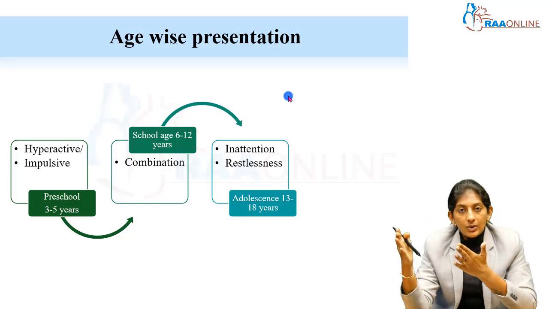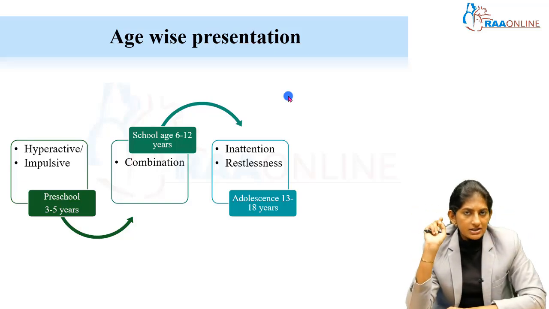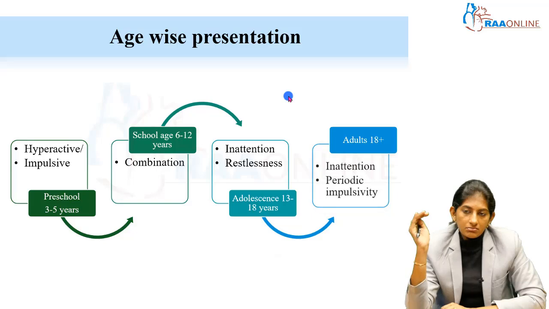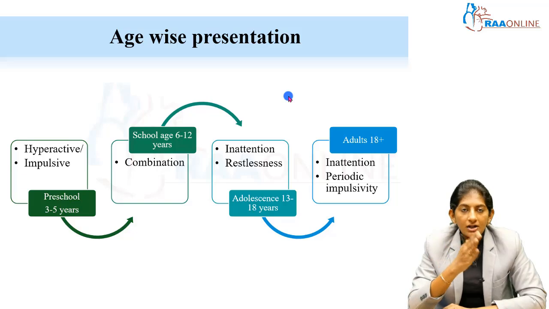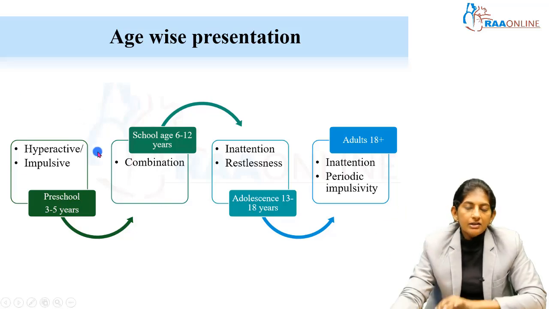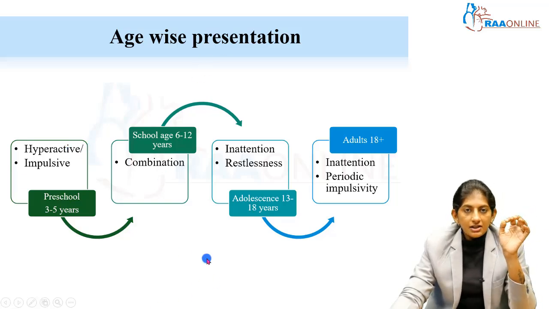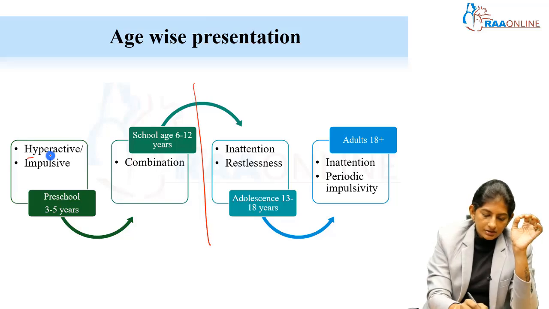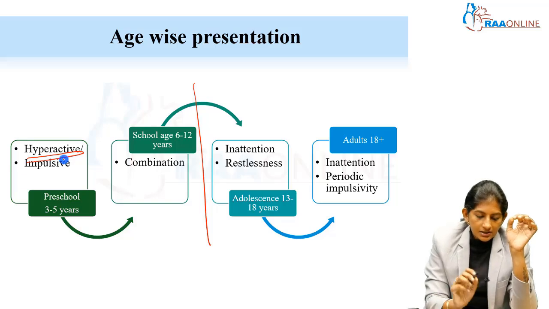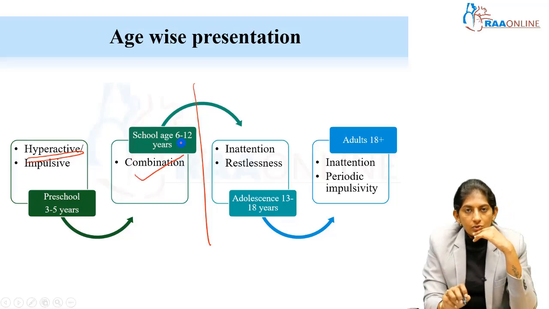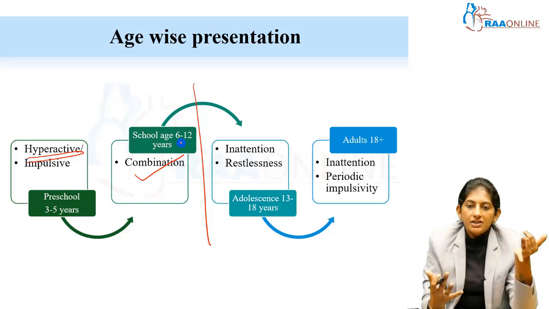Beyond 12 years, say in the teenage, what happens? Teenage is predominantly inattention, some amount of restlessness can be there. After that, in adults, yes, inattention predominantly. So what I'm trying to convey here is, hyperactivity which was present in the preschool age is not present beyond 12 years. Can you see that? Hyperactivity is present in 3 to 5 years. It can be present as a combination in the school age. But beyond that, it is predominantly inattention, either inattention or impulsivity.